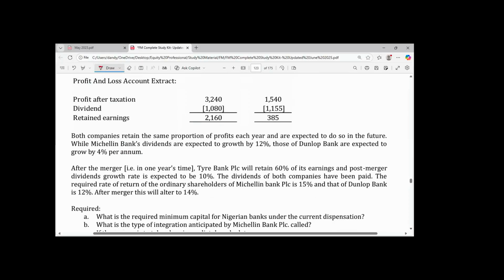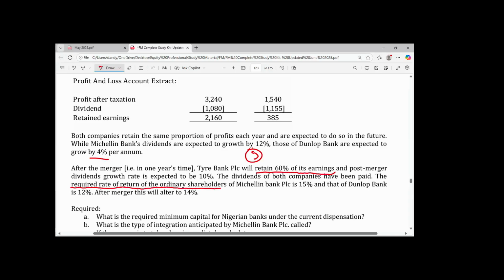Both companies retain the same proportion of profits each year and are expected to do so in the future. While Michelin Bank's dividends are expected to grow by 12%, those of Dunlop Bank are expected to grow by 4% per annum. After the merger, that is in 1 year's time, Tire Bank PLC will retain 60% of its earnings, and post-merger dividends growth rate is expected to be 10%. The dividends of both companies have been paid. The required rate of return of the ordinary shareholders of Michelin Bank PLC is 15%, and that of Dunlop Bank is 12%. After merger, this will alter to 14%.